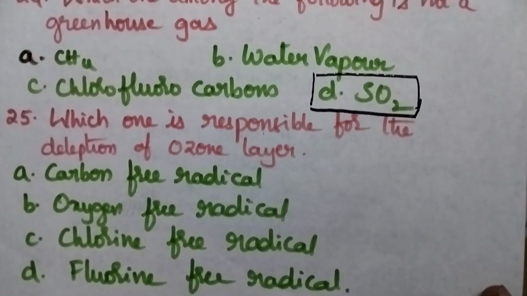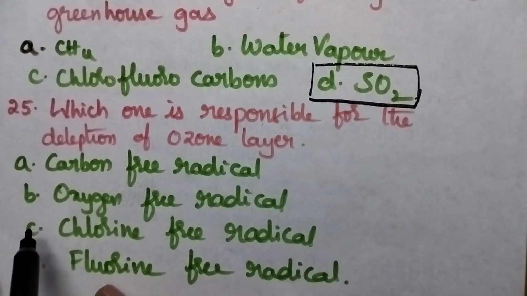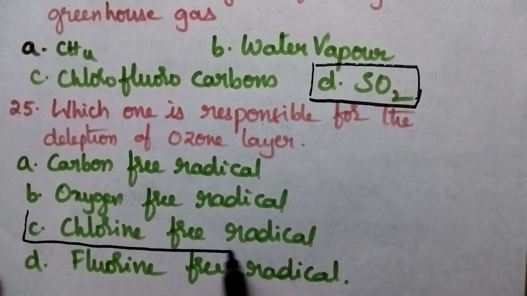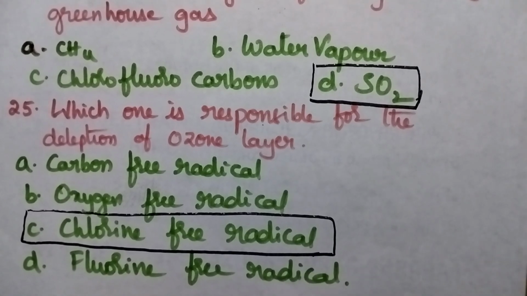Which one is responsible for the depletion of ozone layer? Especially chlorine free radical is responsible for the depletion of ozone layer. So option C is the right answer.